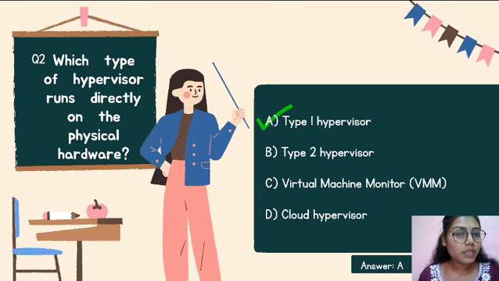Now come over to the second question. Which type of hypervisor runs directly on the physical hardware? Here we have four options. The first one is type 1 hypervisor, second is type 2 hypervisor, third is virtual machine monitors, and fourth is cloud hypervisor. So our correct option is option number A.